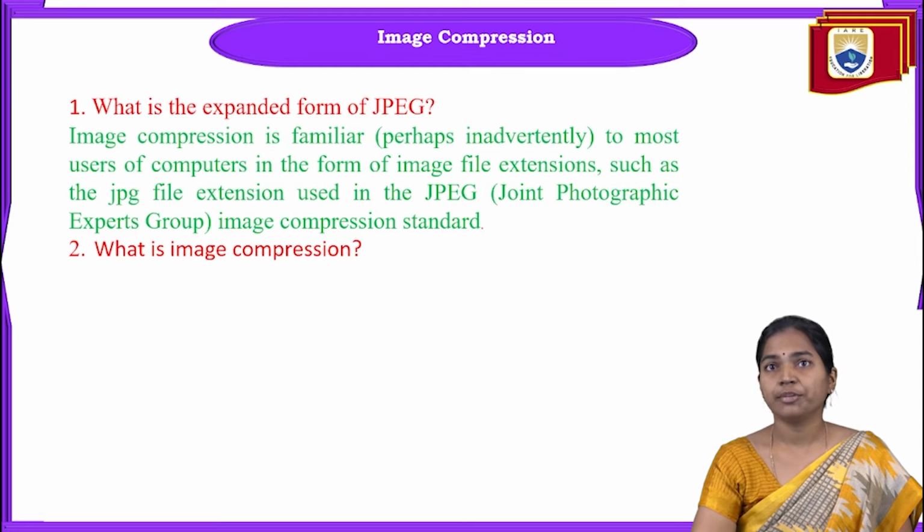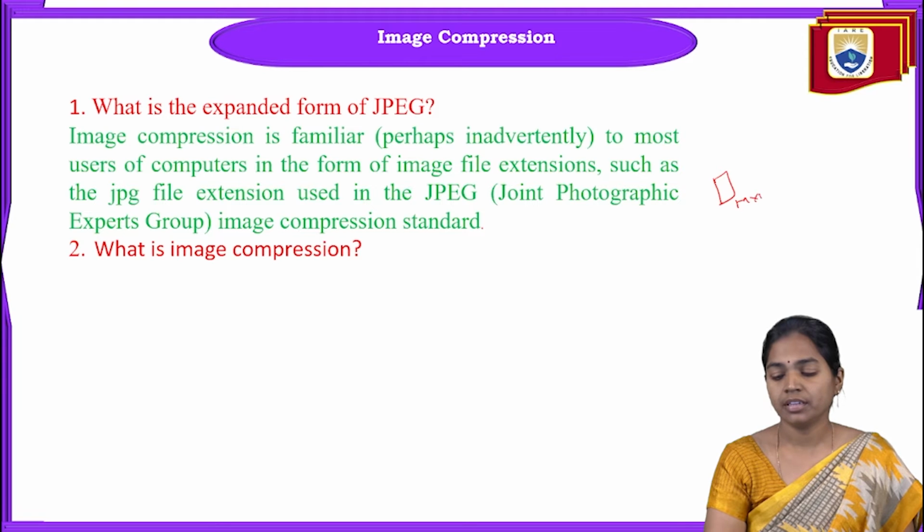Next, what is image compression? What is the use of image compression, and what is meant by it? We can reduce the image size. Consider an image of size m into n. The memory required for storing this image is m1. After compression, the memory required is m2. When m1 is always greater than m2, compression is done.